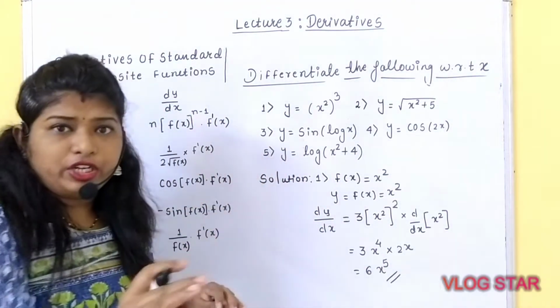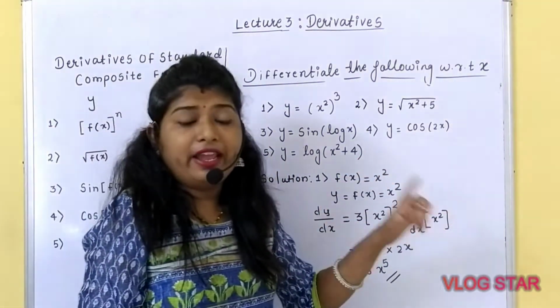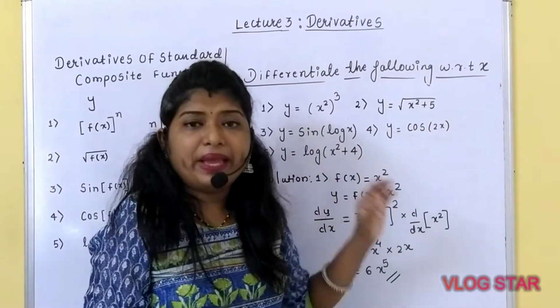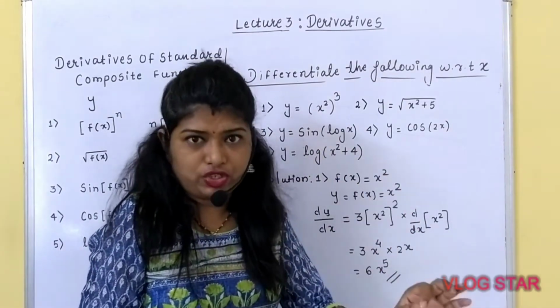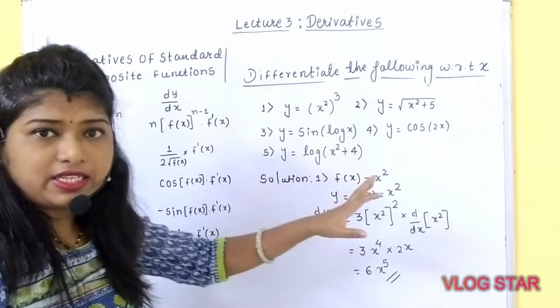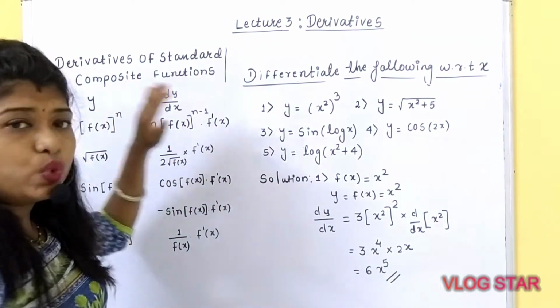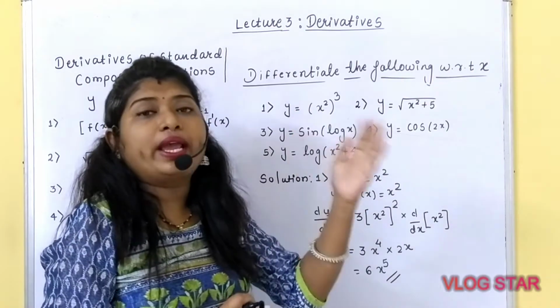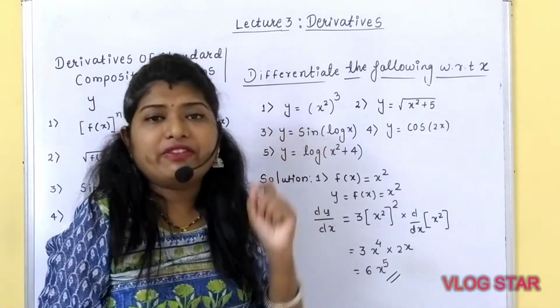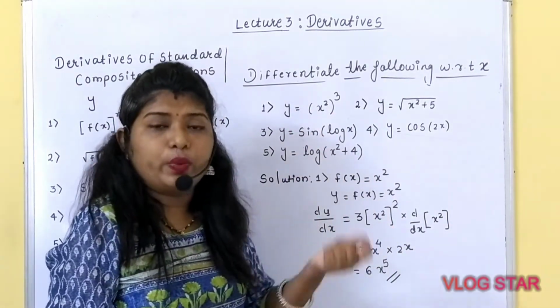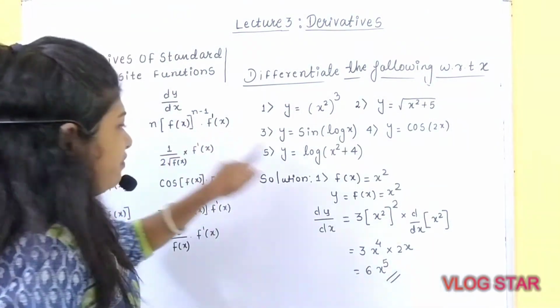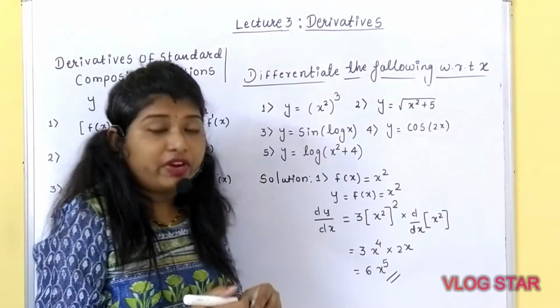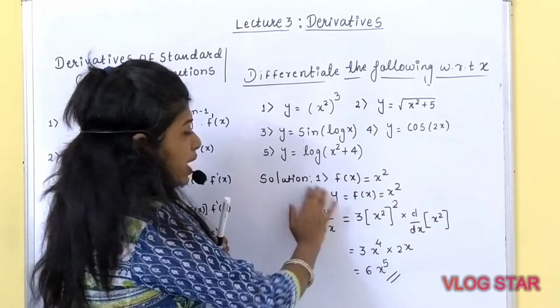I hope you have understood how to apply the first formula based on composite function. As per the standard result, derivative of f of x raised to n is equal to n into f of x raised to n minus 1 into the derivative of that particular function with respect to x, that is f dash of x. I hope you have understood solution 1.